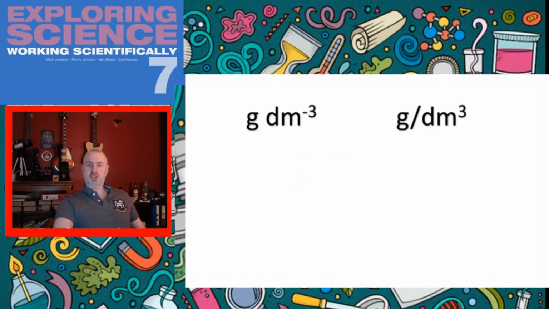Well, there are 2 ways of writing grams per decimetre cubed, for example. We've got the normal way here, the way that we've done probably since year 7. We just put this big divide sign down the middle. But we can also write it by this. Whenever you see this minus sign here, that suggests that we are dividing by that unit. So this to the -3 means grams divided by.